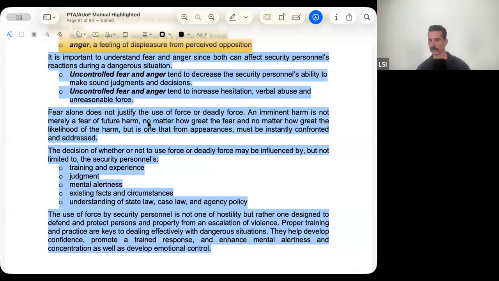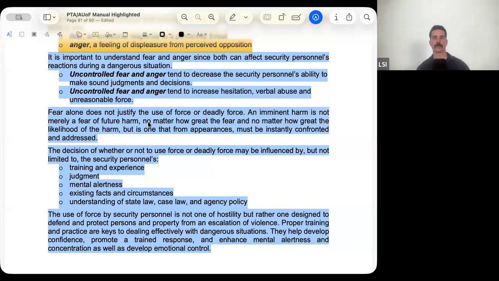An imminent harm is not merely a fear of future harm, no matter how great the fear and no matter how great the likelihood of the harm, but is one that from appearances must be instantly confronted and addressed. The decision of whether or not to use force or deadly force may be influenced by, but not limited to, the security personnel's training and experience, judgment, mental alertness, existing facts and circumstances, understanding of state law, case law, and agency policy. The use of force by security personnel is not one of hostility, but rather one designed to defend and protect persons and property from an escalation of violence.